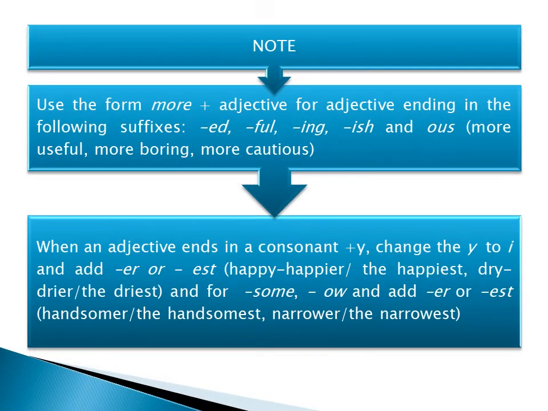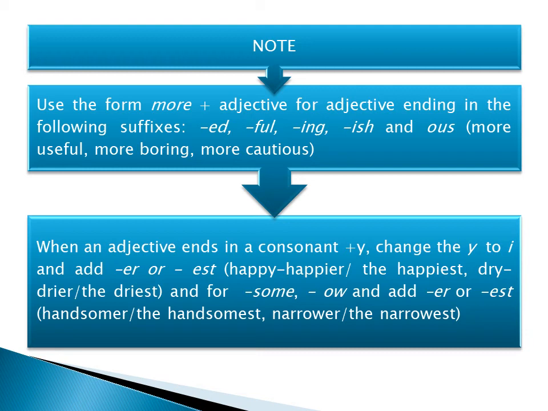Now this is a very important thing to note. Use the form more plus adjective for adjectives ending in the following suffixes. We have already learned what is suffix and prefix. Suffix is a word part which is added at the end of the root word, that is ed, ful, ing, ish and ous. More useful, more boring, more cautious.